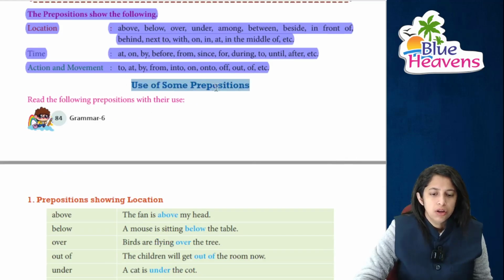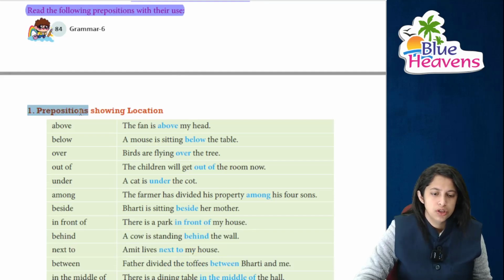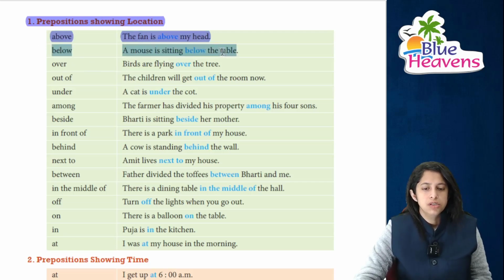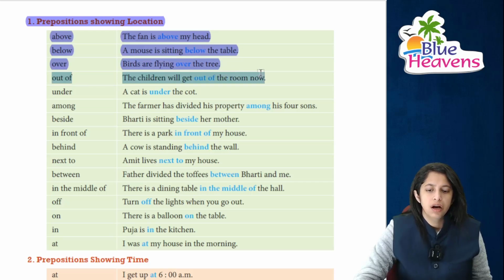Right? What are the uses of some prepositions? देखिए, you have to read the following prepositions along with their usage. Prepositions showing location. Above means the fan is above the head. सर के ऊपर fan है. Below, a mouse is sitting below the table. Table के नीचे बैठा है. Over, birds are flying over the tree. Tree के ऊपर उड़ रही हैं. Out of, the children will get out of the room tomorrow. Right?